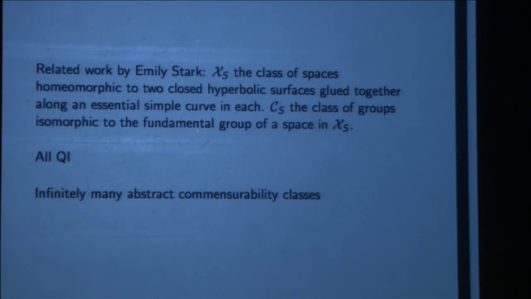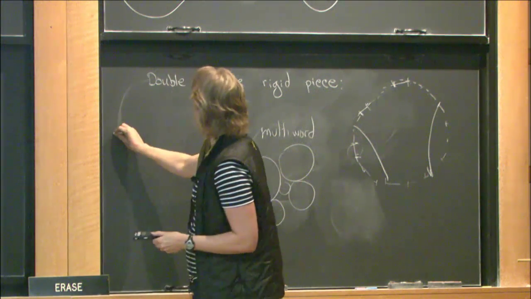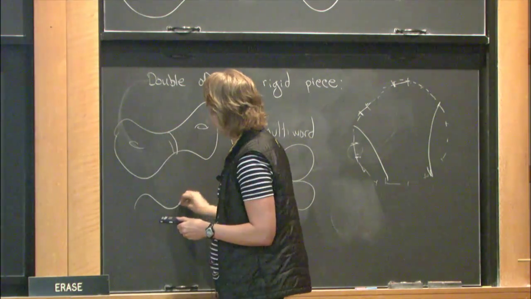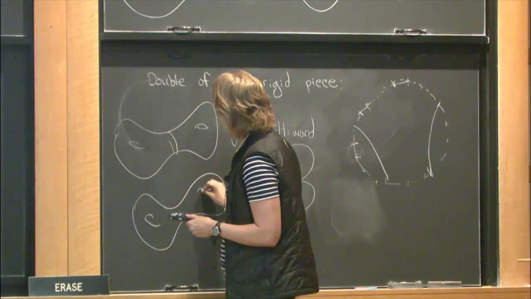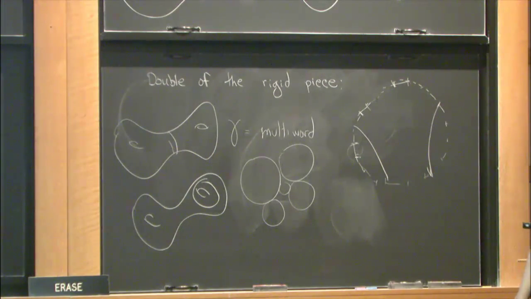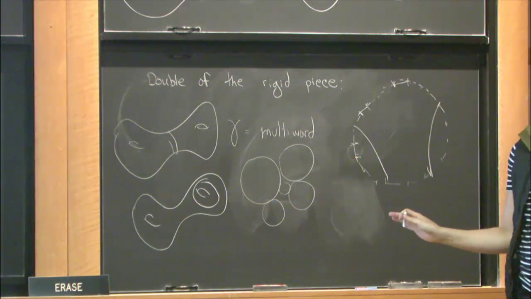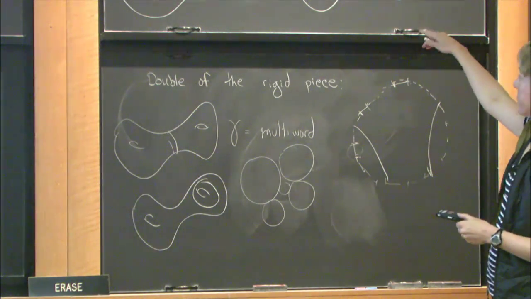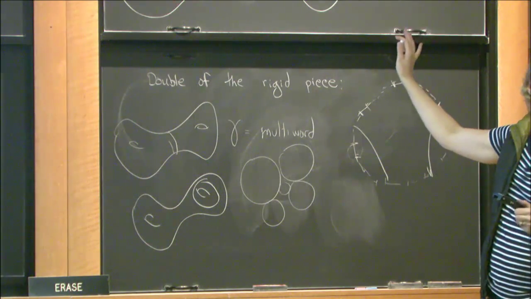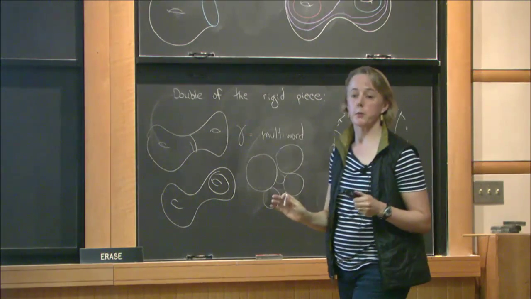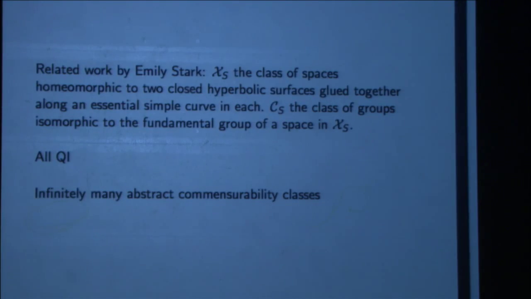She looked at this particular class of spaces, where you take 2 surfaces and you glue them together along embedded essential curves in each one. Their quasi-isometry classes are very different from their commensurability classes. These mixed Kleinian surface groups will have pieces like that in them. So it's almost surely true that you can be quasi-isometric without being commensurable. But the rigid pieces are rigid, so those pieces, when you're quasi-isometric, will be commensurable.